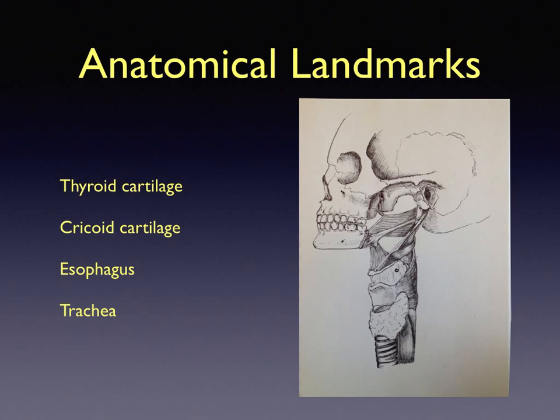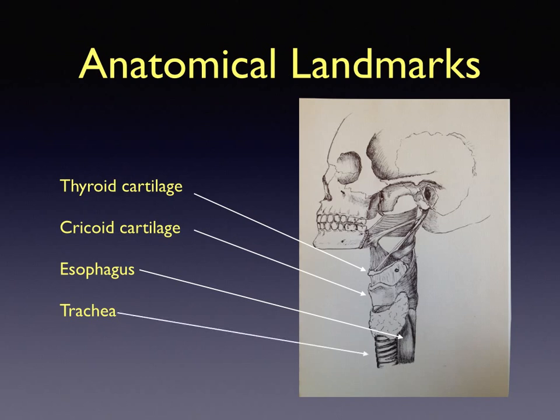The anatomical landmarks for this ultrasound application are the thyroid cartilage, cricoid cartilage, the esophagus, and the trachea. The cricoid cartilage is a ring of cartilage enveloped around the trachea. The air mucosal membrane, or AM membrane, is where the cricoid cartilage of the trachea meets the tracheal lumen. The esophagus lies posterior and just lateral to the left of the trachea.